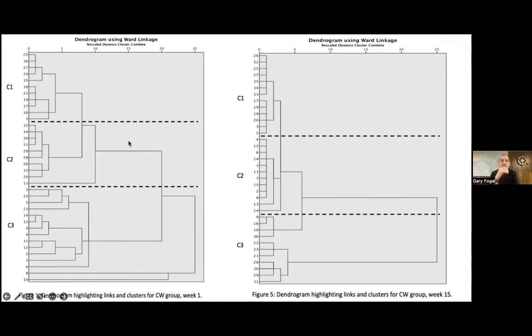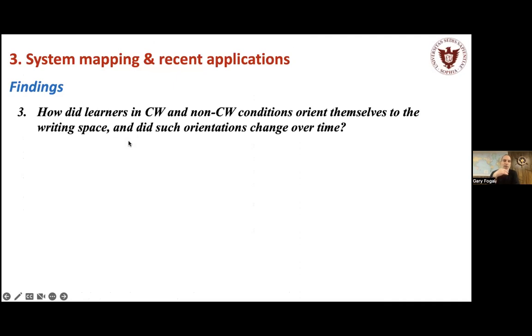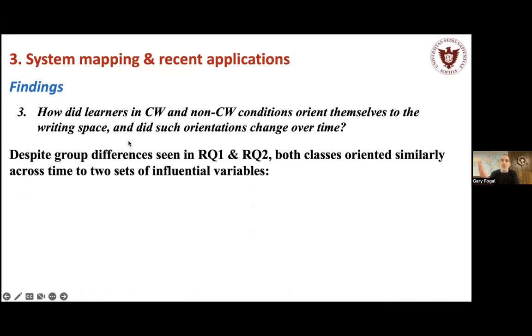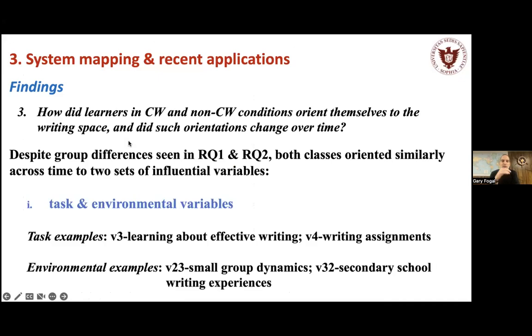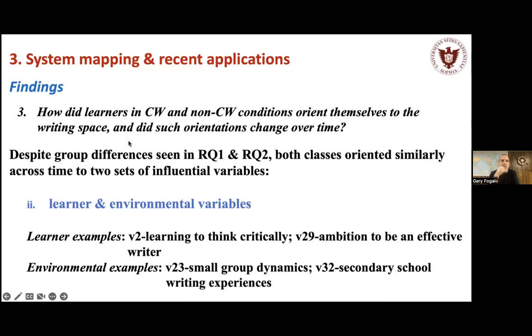And what this analysis showed is that when we examine the dendrograms, we see that despite group differences that we see in research question 1 and 2, both classes oriented similarly across time to 2 sets of influential variables. First, we see those that focused on task and environmental variables, and there are some examples there on the screen. And second, we see a focus on learners and environmental variables.